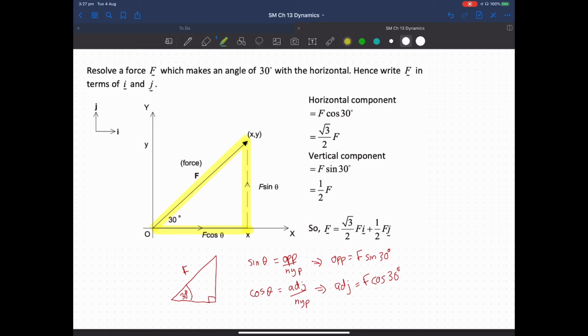Please note that we do not write the F and the F with unit vector I and unit vector J as a vector. The direction is taken into account by the two unit vectors I and J.